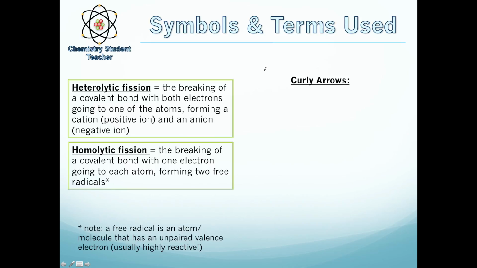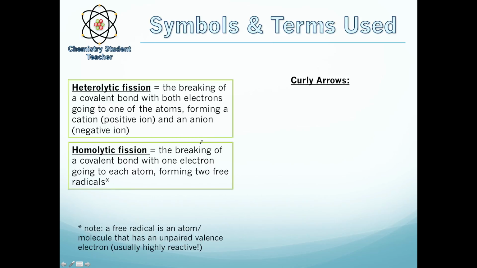So first of all is heterolytic fission. This is defined as the breaking of a covalent bond with both electrons going to one of the atoms, forming a cation and an anion. So fission is defined as the breaking of, so the fission of covalent bonds. Hetero means different, with both electrons going to one of the atoms, forming a cation and anion. So the products are different. You've got a cation and an anion, two completely different charges. Hence hetero, so heterolytic fission.